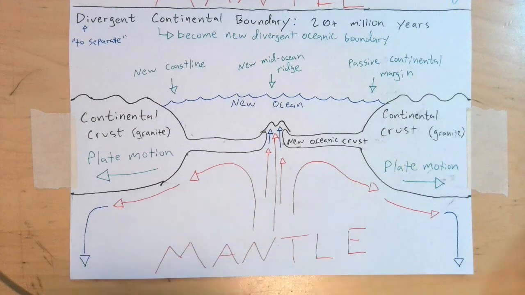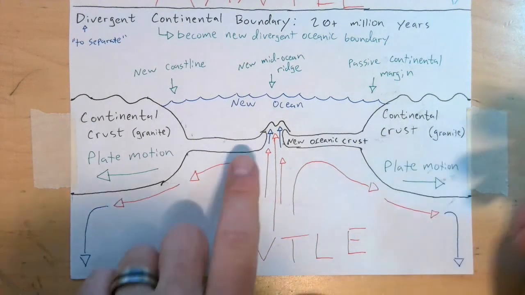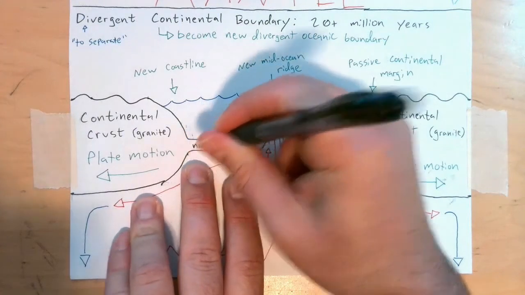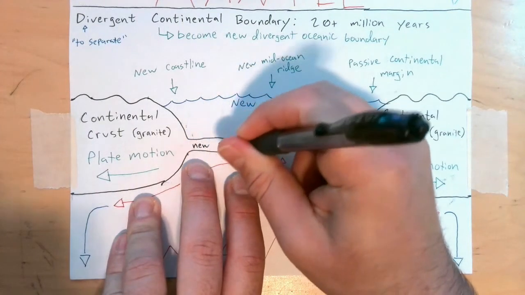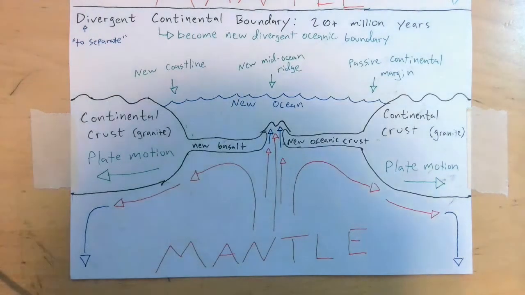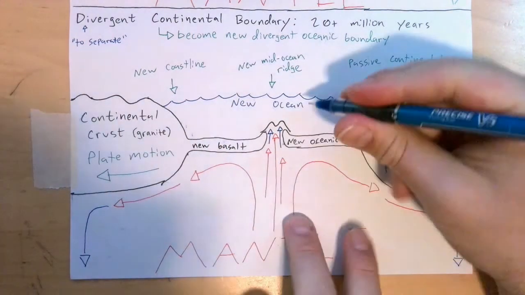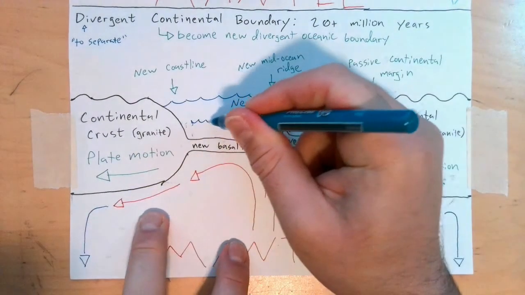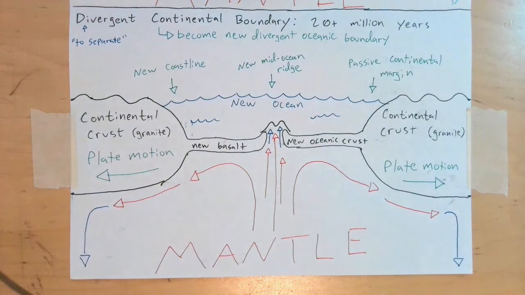I think that's about it. Only last thing that we haven't labeled is, of course, our new oceanic crust is made of basalt. So let's label this new basalt. And we're done. That's it. I'm going to go ahead and make my ocean a little more oceany while you finish off your last details. But that is our diagram.